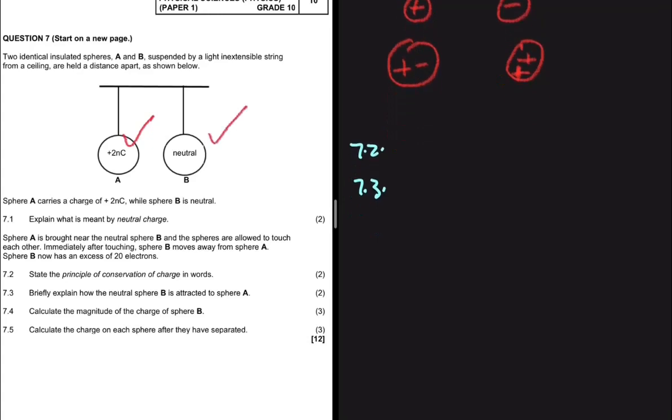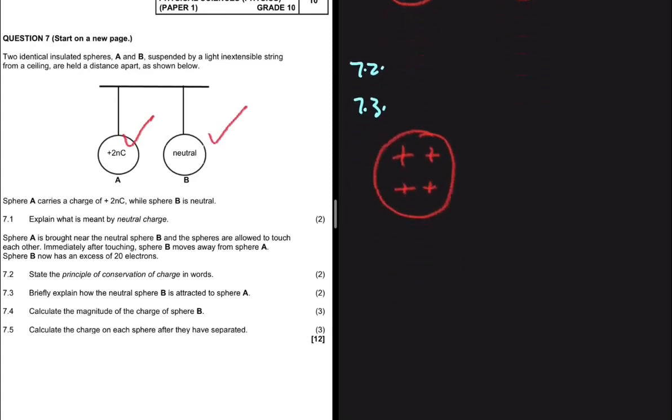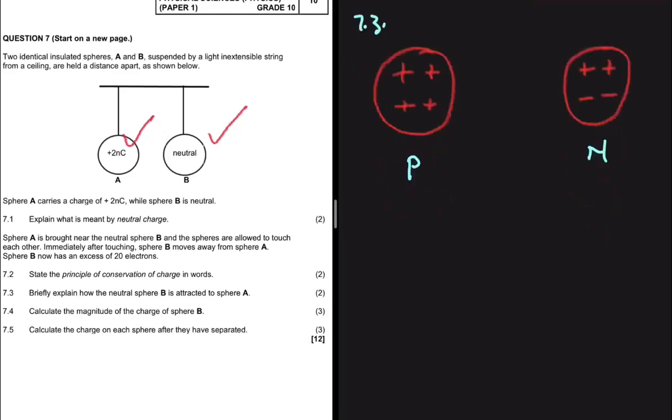Let's have an example of how that can look. For sphere A, we can have 4 protons, and for sphere B, we can have 2 protons and 2 electrons, the same number of protons and electrons. This is positive and this is neutral. What is going to happen when we bring them close to each other? The positive charge will remain as it is.